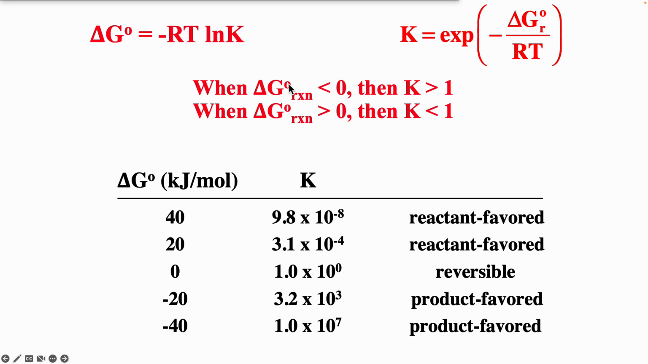So when delta G naught is less than 0, K is greater than 1. When delta G naught is greater than 0, K is less than 1. Positive delta G naught is reactant favored; we'll have mostly reactants at equilibrium. Negative delta G naught is product favored; we'll have mostly products at equilibrium.